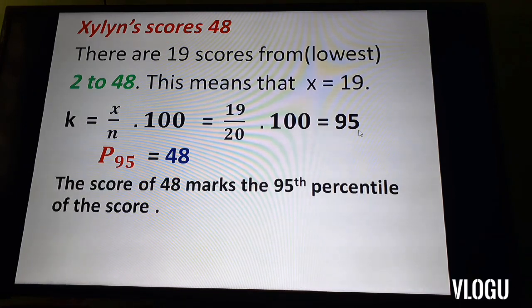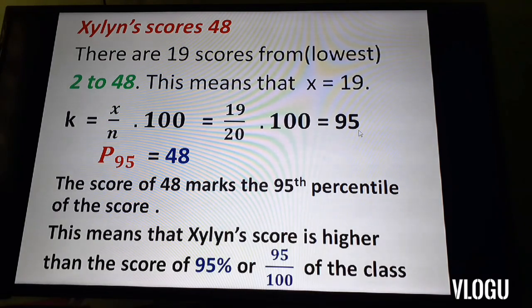How do we interpret this? The score of 48 marks the position po tayo 95th percentile. So, nandun siya sa 95th percentile, which is the position of Cylene's score. Pero ano ang pinapahiwatig dito? This means that Cylene's score is higher than the score of 95% or 95 out of 100 among the class.